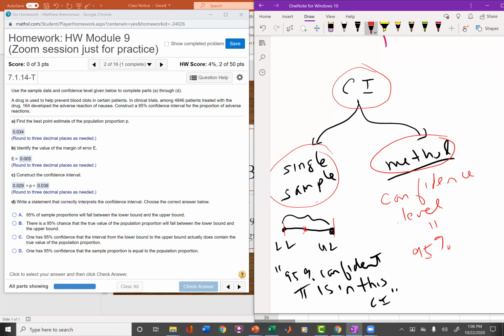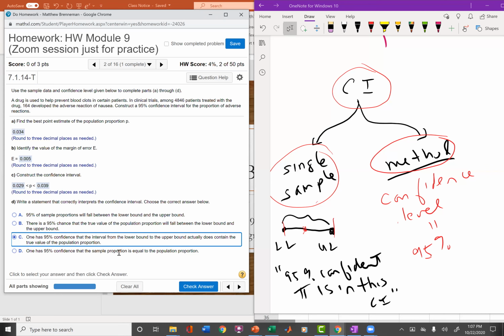It turns out that for credibility intervals, you can make this sort of statement in B, but we can't for a confidence interval using what we call frequentist as opposed to Bayesian statistics. One has 95% confidence that the interval from the lower bound to the upper bound actually does contain the true value of the population proportion. That's a true statement. One has 95% confidence that the sample proportion is equal to the population proportion.